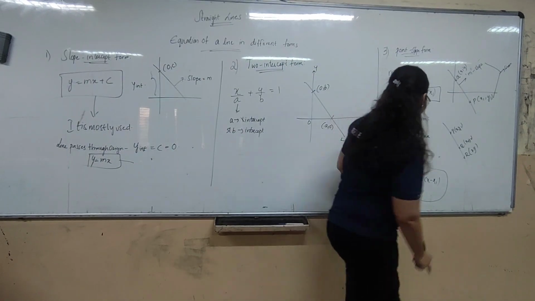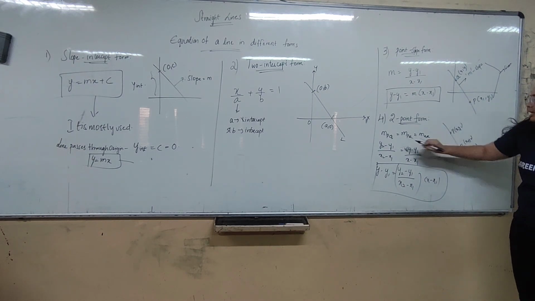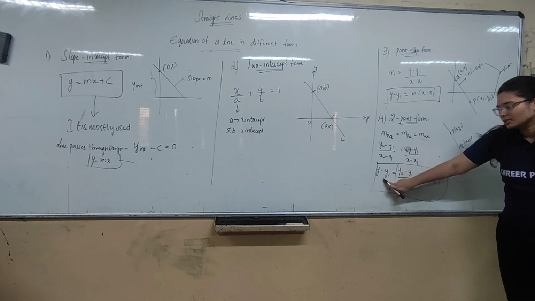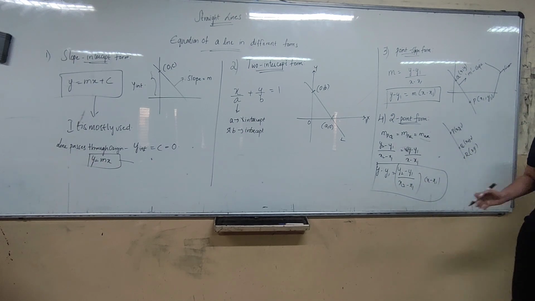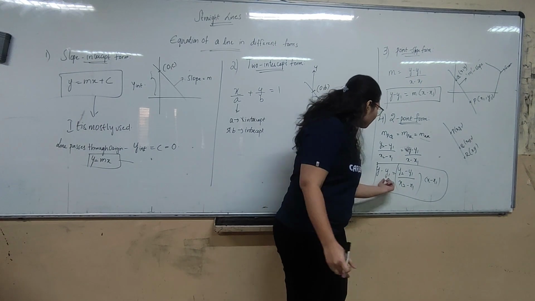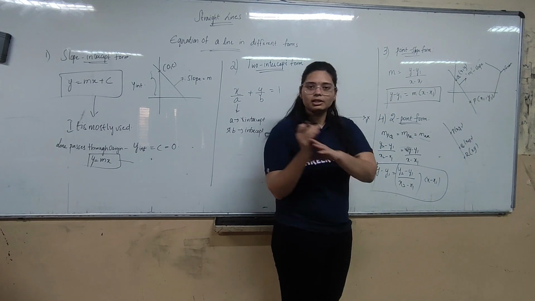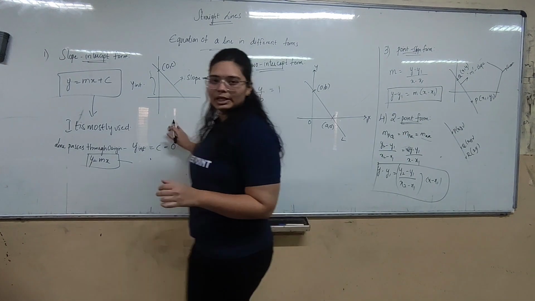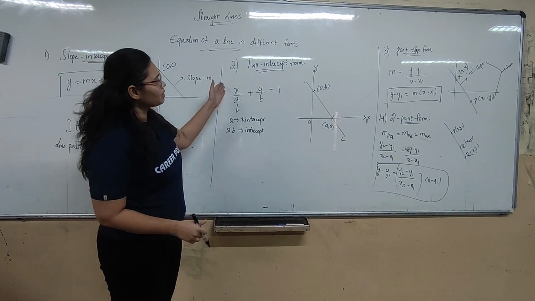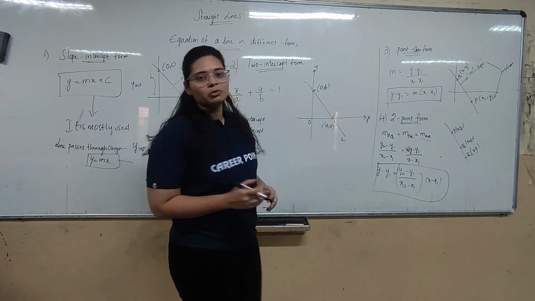In the same way, if we compare the slopes of PQ and QR, we can write it as y - y2 = (y2 - y1)/(x2 - x1) times (x - x1). So in place of x1 and y1, we can take x2 and y2 also, and we will still get the same equation, right? So how many forms have we seen? Slope intercept form, two intercept form, point slope form, and 2-point form, right? Now let's move on to the next one.